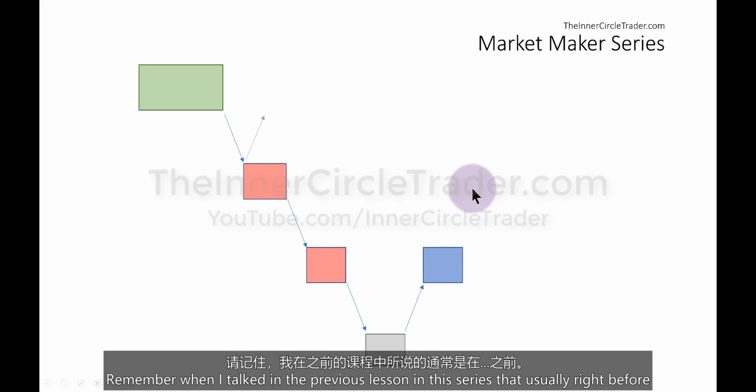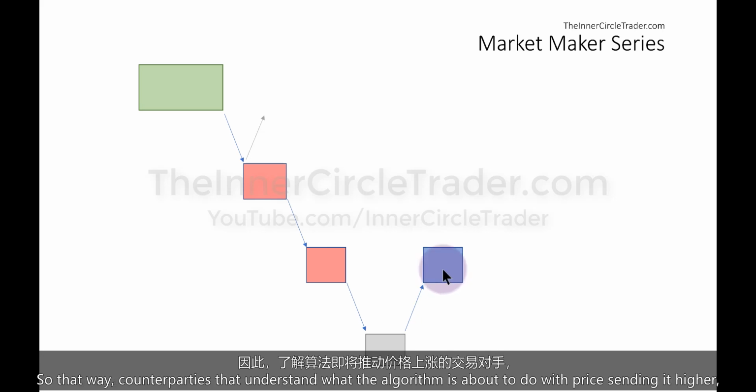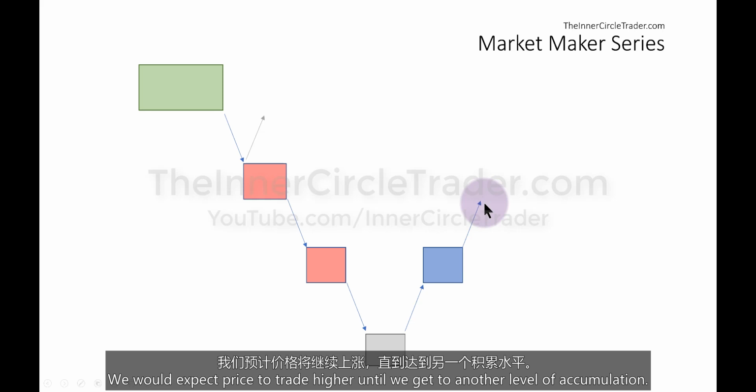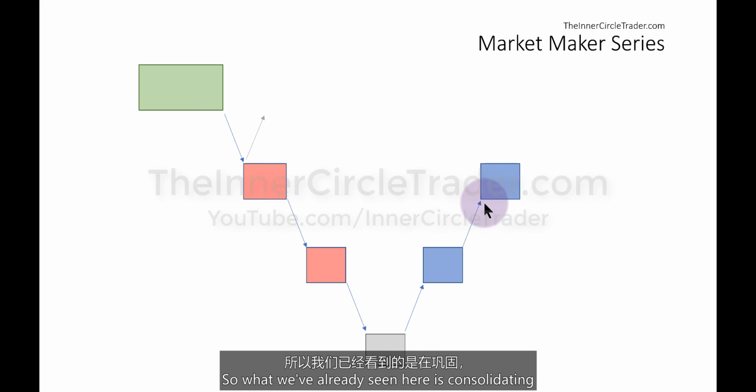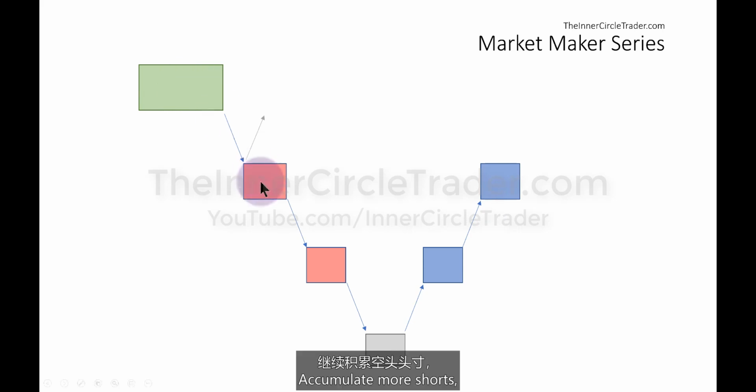Remember, I taught in the previous lesson in this series that usually right before significant price advances higher, some little short-term lows are taken out for stop raids, and they assume those positions when the stops are taken. Those sell stops flood the market with selling, so that counterparties that understand what the algorithm is about to do with price, setting it higher, will buy those sell stops, and they'll be positioned for a rally higher. We would expect price to trade higher until we get to another level of accumulation. So what we've already seen here is consolidating and accumulation of shorts. Accumulate more shorts.